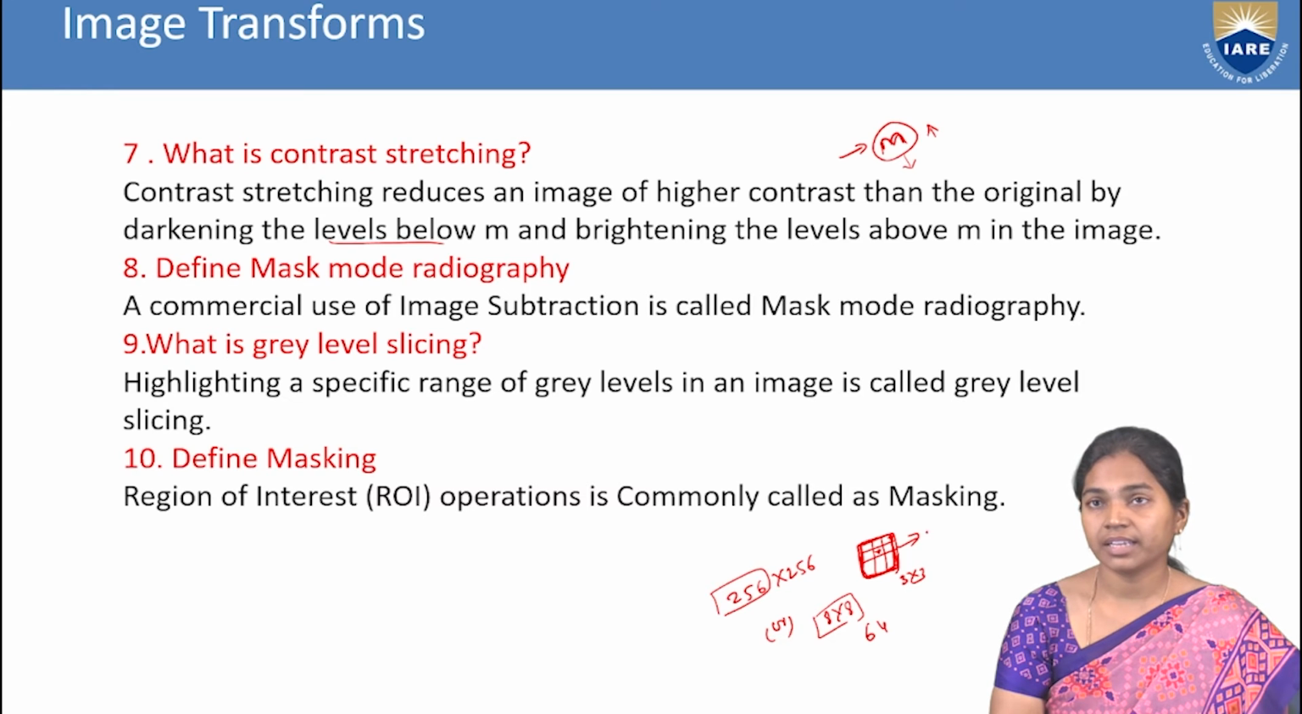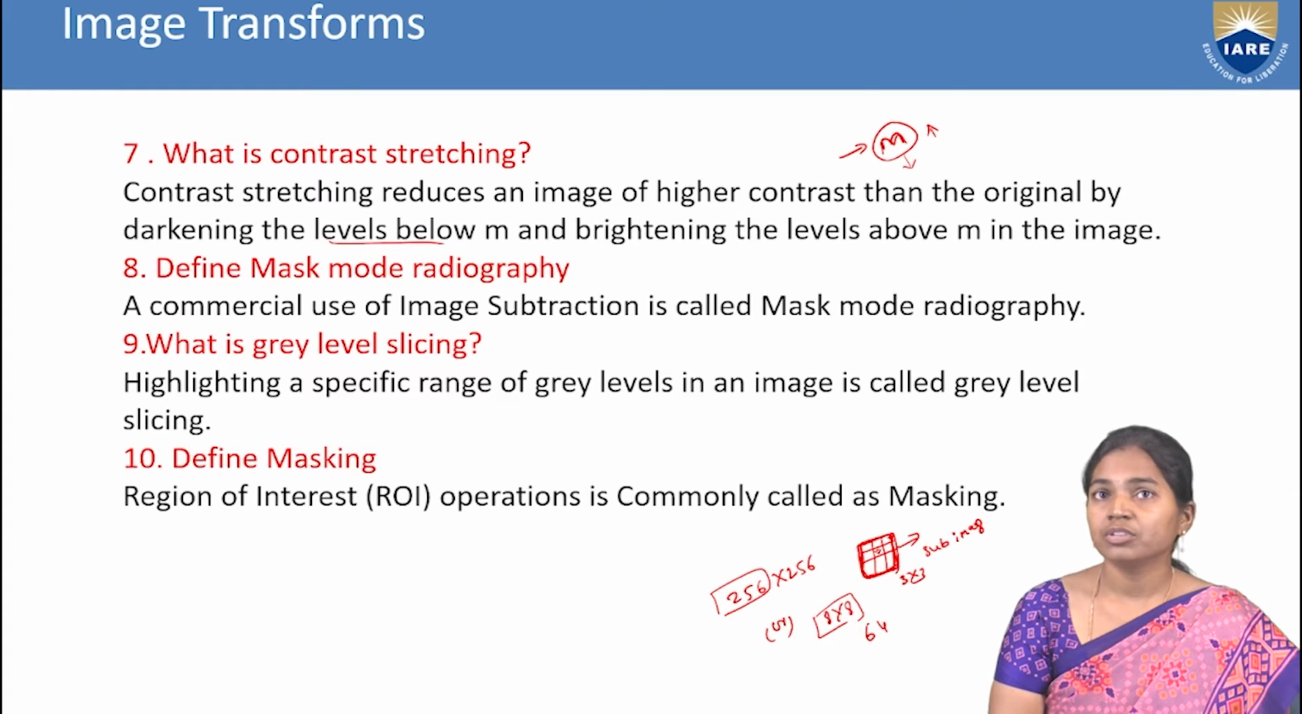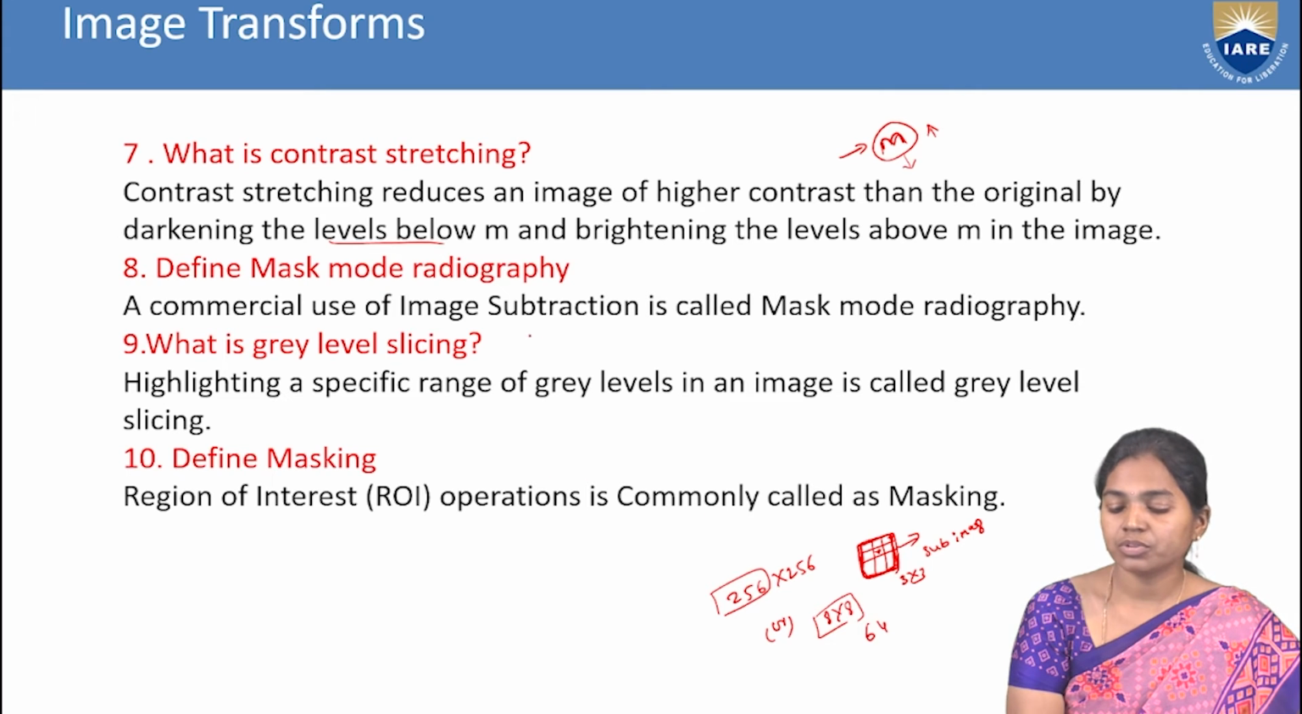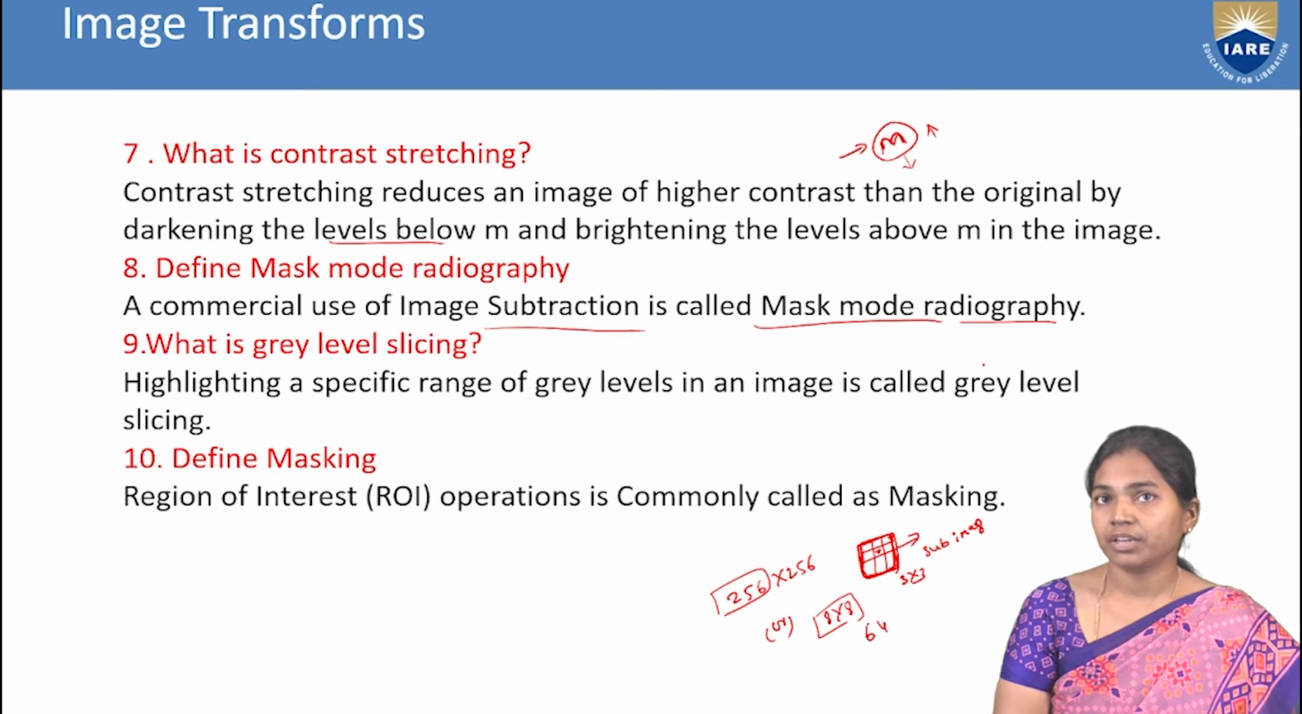This is represented as a sub image. Apply the 3 by 3 mask onto this original image. Whatever the resultant is, either we multiply the original sub-image pixels by the mask pixels or subtract the values, and that resultant is stored in the center pixel. The commercial use of image subtraction is called mask mode radiography.